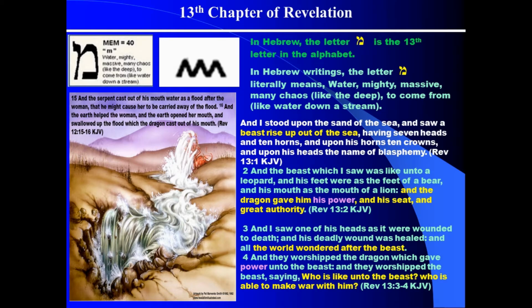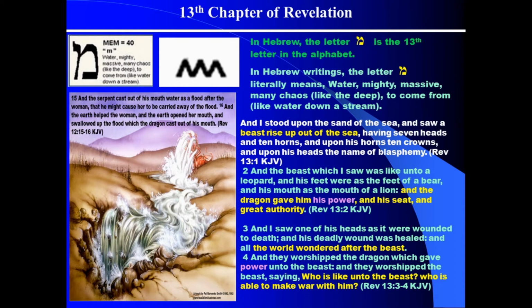But I believe it also represents a whole fleet. You could see the meaning of the word means massive and mighty, not only water. It's a whole massive and mighty troops that Antichrist sends after Israel trying to get her. But it says the ground opened up and swallowed them. And they made it to Petra. And when they get to Petra, they're safe and the Antichrist can't touch them.